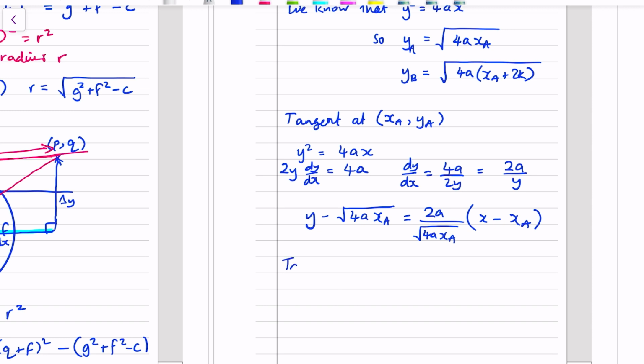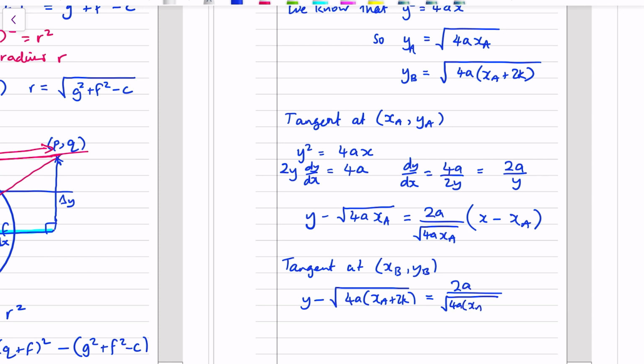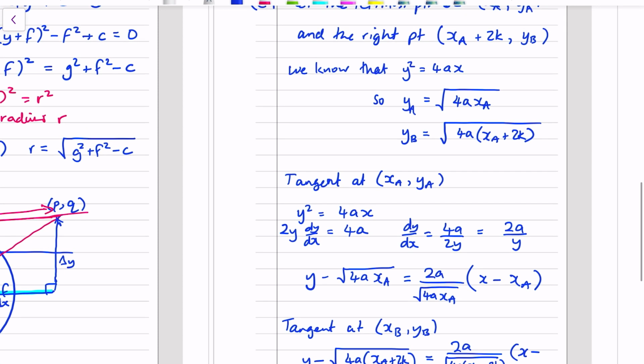The other tangent follows a similar format. At xb, yb, y minus the y value at b, which we found was this, equals the slope at that point, which is exactly the same gradient equation, it's just a different value of y in there. x minus xb, where xb was xa plus 2k.